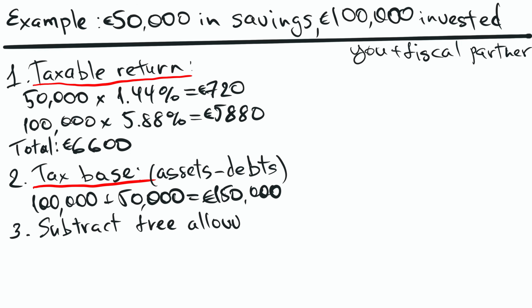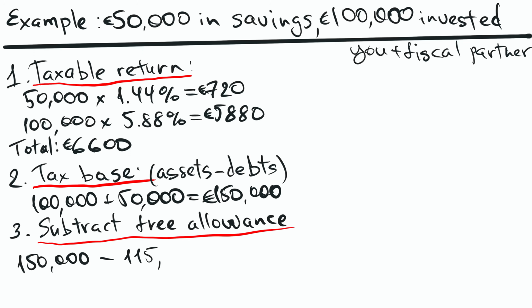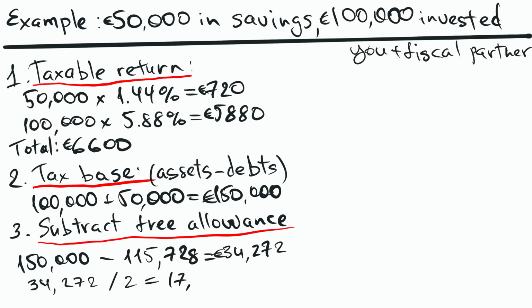We have 150,000, so we're subtracting 115,728, and we got at the end 34,272 euros. Or because we're filling the tax return together with your partner, because it's much better to have as low a number as possible per person, this is where you divide it, and each of you got 17,136 euro as your tax base.